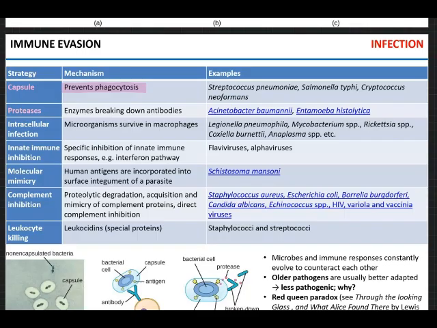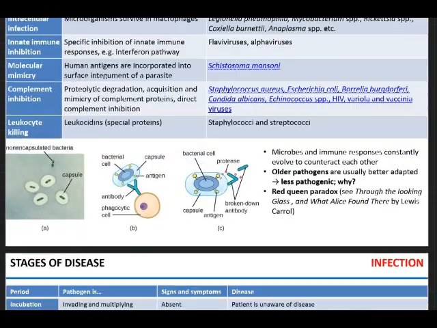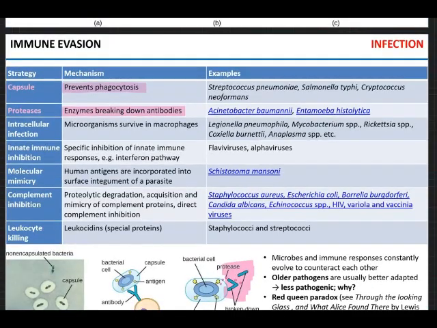Some bacteria release proteases. So these enzymes specifically target the antibodies. So here you can see the broken antibody. Intracellular infection is a kind of immune evasion strategy as well. If you can survive in the macrophage, how can the macrophage eat you? It already did and you're still alive.